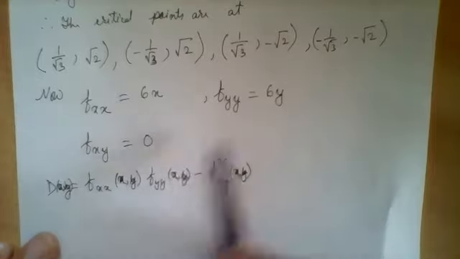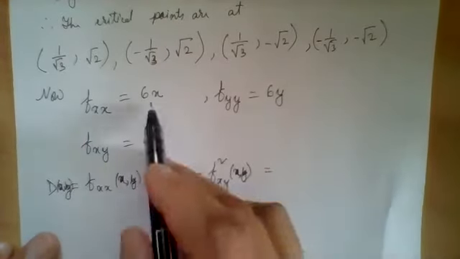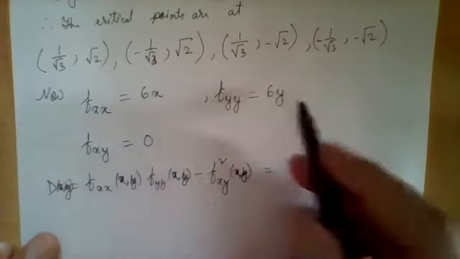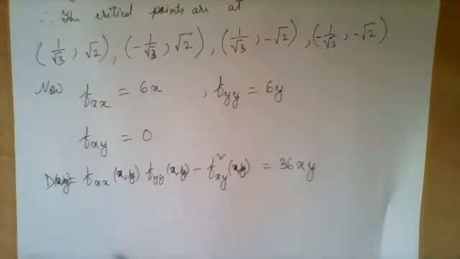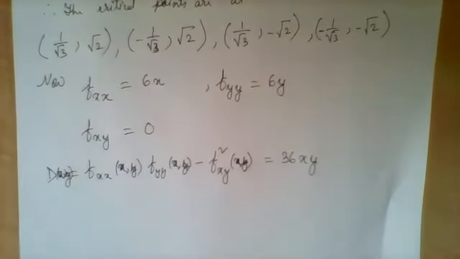This is 6x. This is 6y. This is 0. So this will be 6 into 6, 36 xy. So the value of D is 36 xy.